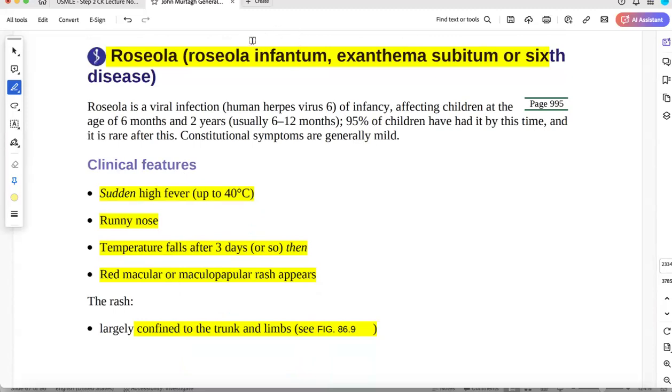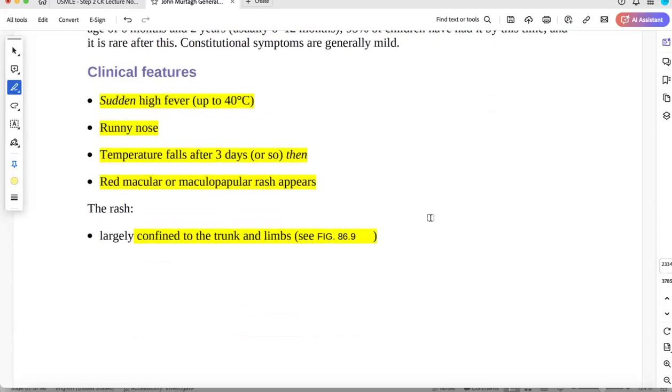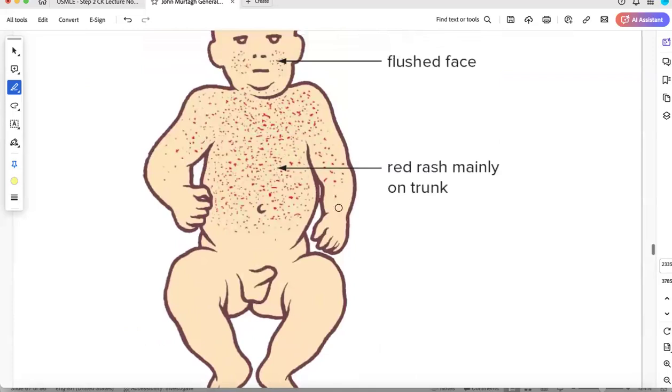Now, the next one is roseola infantum. Roseola infantum is known as sixth disease. It is caused by human herpes virus 6. It has a very classic presentation: sudden onset of high fever up to 40 degrees Celsius, and then 3 days later the fever subsides. And then a red maculopapular rash starts, largely confined to the trunk and limbs.